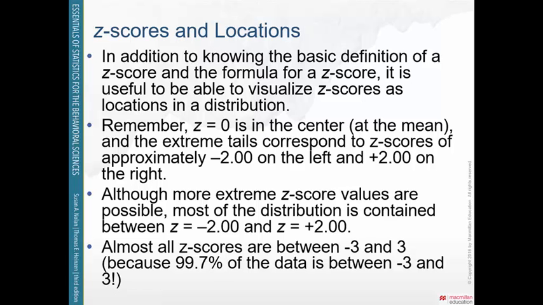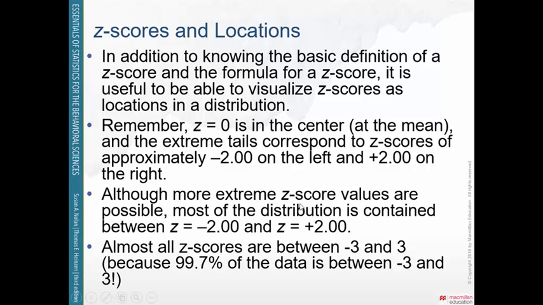Z-scores and locations. In addition to knowing the basic definition for z-score, it's helpful to be able to visualize z-scores as locations in a distribution. Remember, z equals 0, that's the center, that's the mean, and the tails correspond to plus or minus 2 standard deviations. And if you remember, what percent of cases fall between plus or minus 2 standard deviations? Hopefully you remembered, and the answer is 95% of cases.